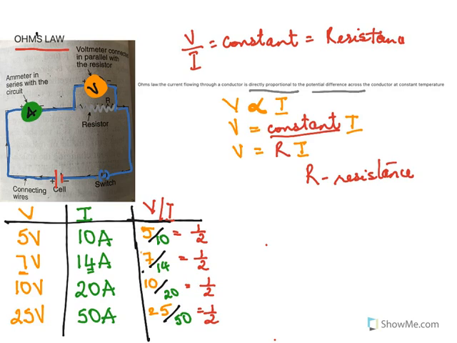So here's the formula, V equal to IR. It's a very important formula which we use a lot in electricity. Now let us discuss what this resistance is. What do you mean by resistance of the wire?